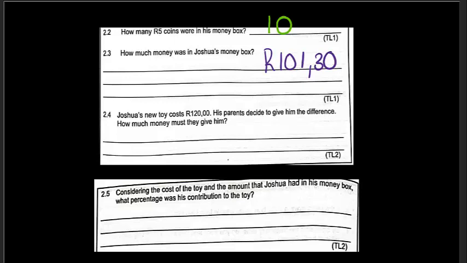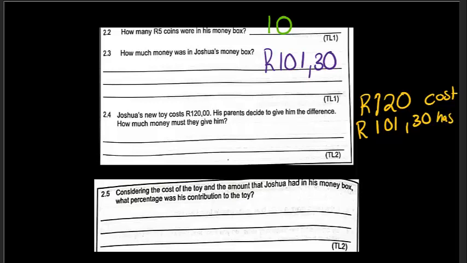Joshua's new toy is costing 120 Rand. His parents have decided to give him the difference. How much money will his parents give him? So how do we calculate this? We're going to say that it's 120 Rand. This is the total cost. Then we are going to subtract 101 Rand and 30 cents, which is how much he has, right? So we're saying minus, and you can use your calculator or you can use long subtraction.